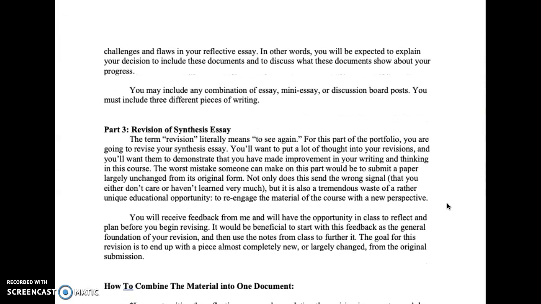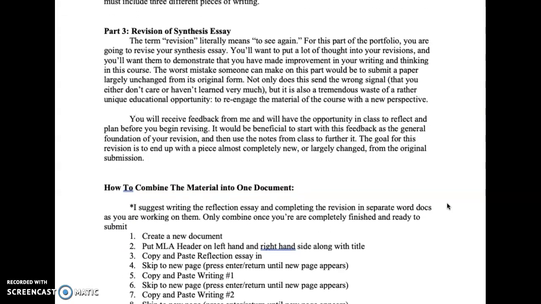And number 3, the revision of the synthesis essay. So revision literally means to see again. For this part of the portfolio, you need to revise your synthesis essay. You want to put a lot of thought into your revisions, and you'll want them to demonstrate how you've made improvement in your writing and thinking in the course. So what this means is your synthesis essay needs to be changed in some way.